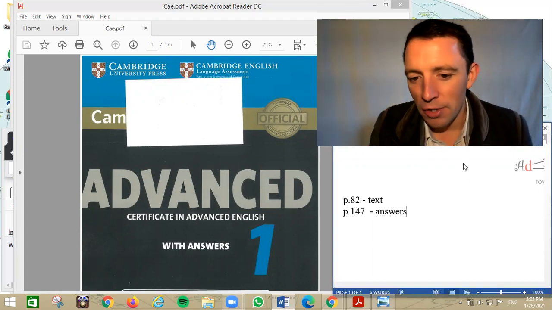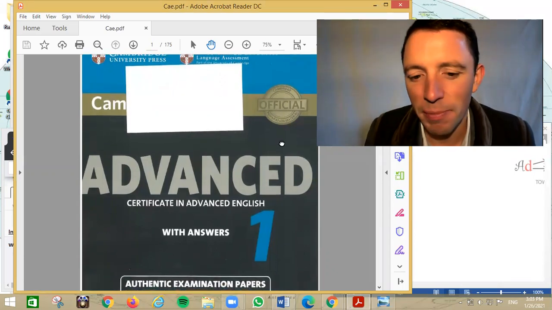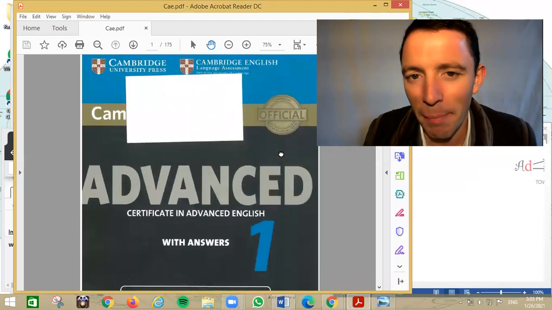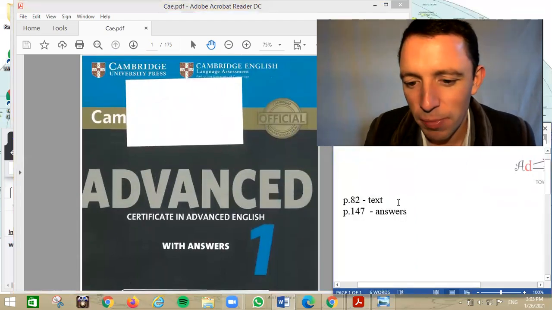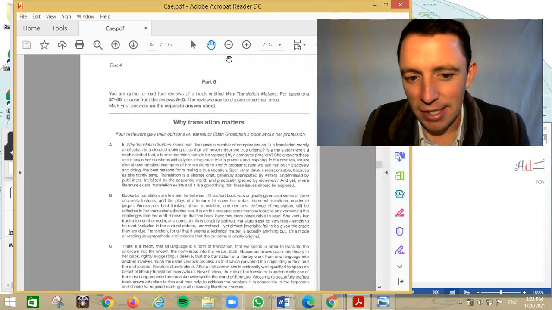Okay? So if we look at the book, this is the PDF book on the left. It's a very good book for the advanced exam, and there are lots of exam samples in this book. So if we go to the text on page 82, I can introduce the section.